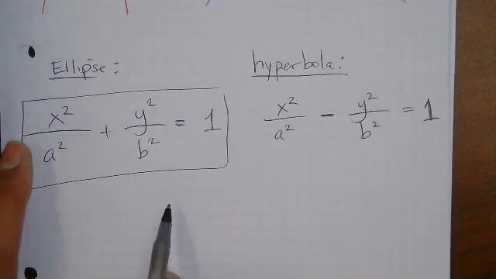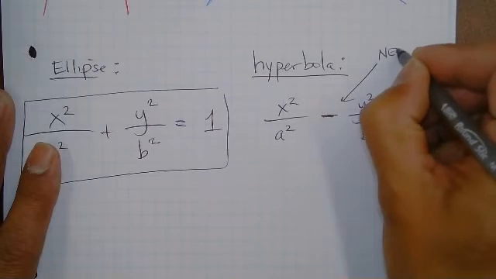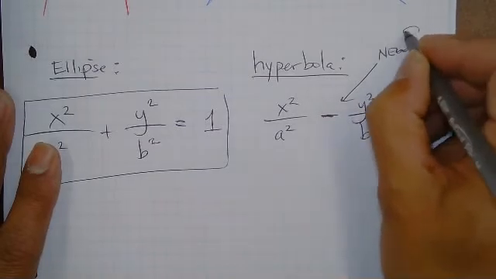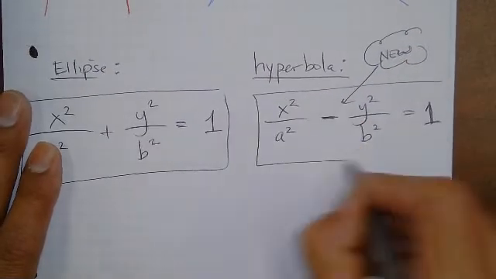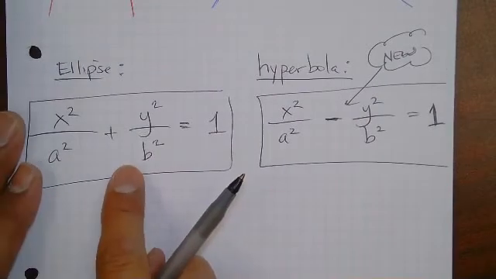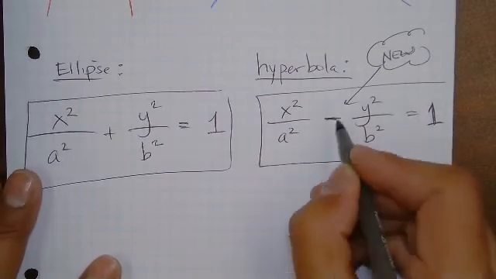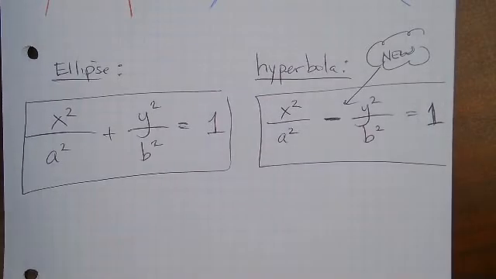Everything else looks identical to an ellipse. The only thing new is this minus. That's how you tell the difference between a hyperbola and an ellipse. You're familiar with the equation already. Why do you think I spent a lot of time on this? So that now that we learn this, you're all over it. This is how you know when it's a hyperbola, because it's a minus.